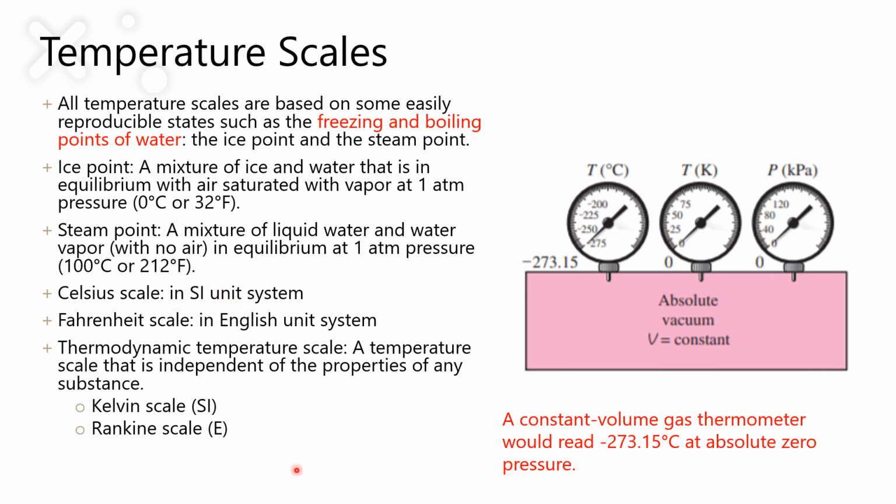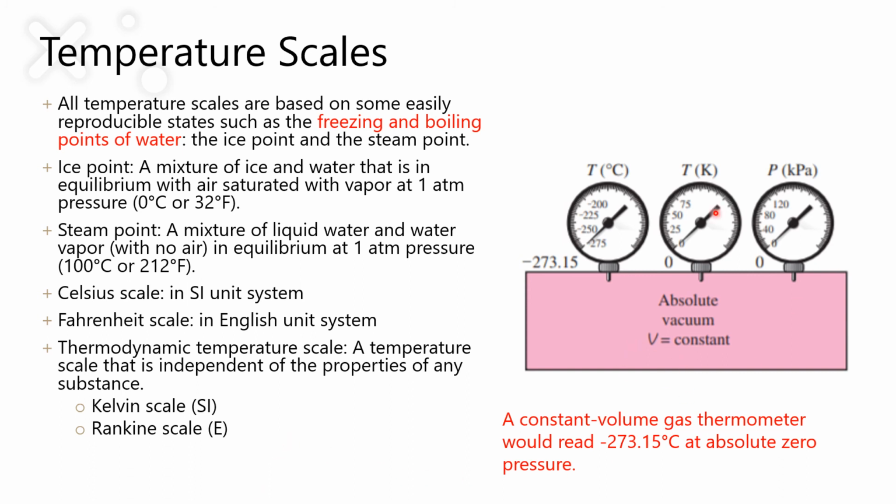In thermodynamics, it is very desirable to have a temperature scale that is independent of the properties of any substance. Such a temperature scale is called a thermodynamic temperature scale, which is developed later in conjunction with the second law of thermodynamics. The thermodynamic temperature scale in the SI is the Kelvin scale, named after Lord Kelvin, and the lowest temperature on the Kelvin scale is absolute zero or 0 Kelvin, while the thermodynamic temperature scale in the English system is the Rankine scale, named after William Rankine.